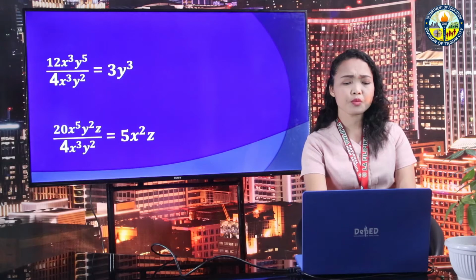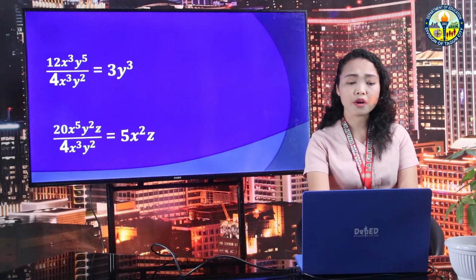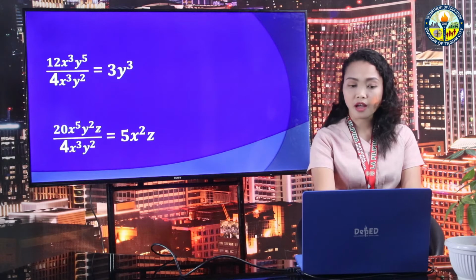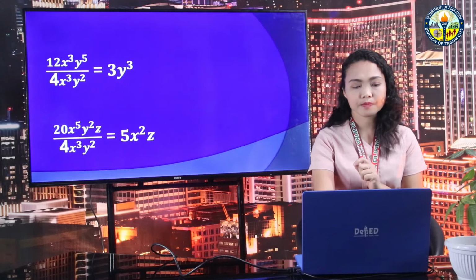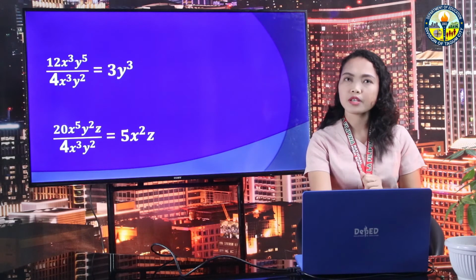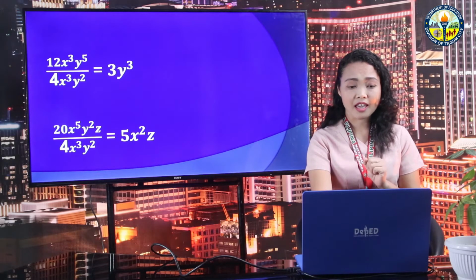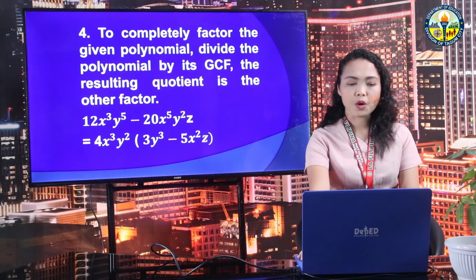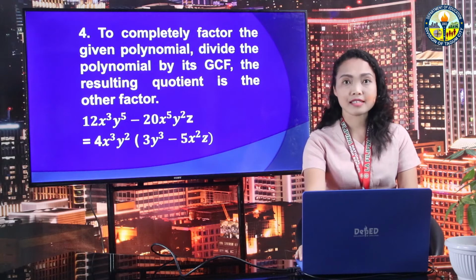For the second term, we have 20x to the 5th power y squared z divided by 4x cubed y squared. So 20 divided by 4 equals 5. Then x to the 5th power divided by x cubed equals x squared. Then y squared divided by y squared equals 1, or you may cancel them because the result is 1. And then just copy z. So the other factor is 3y cubed minus 5x squared z.